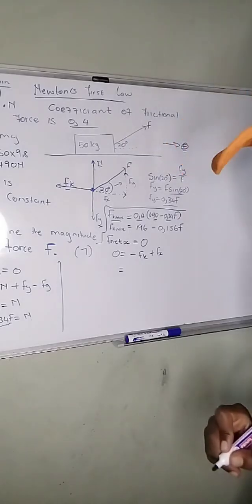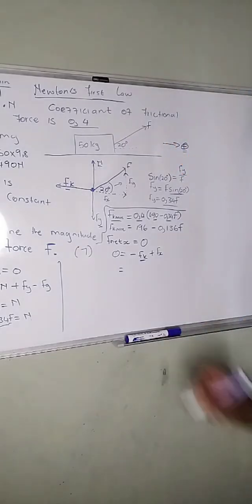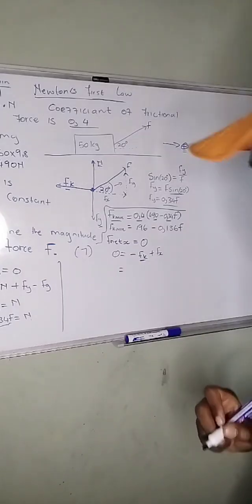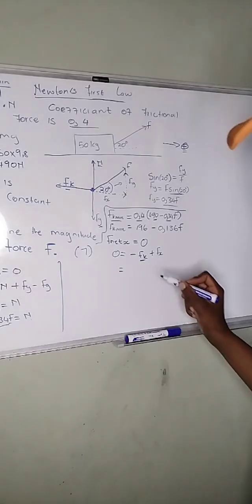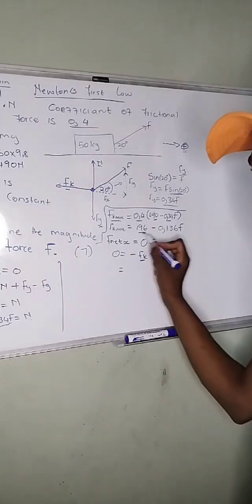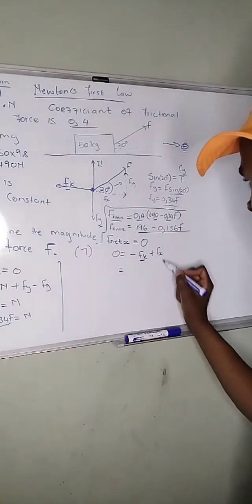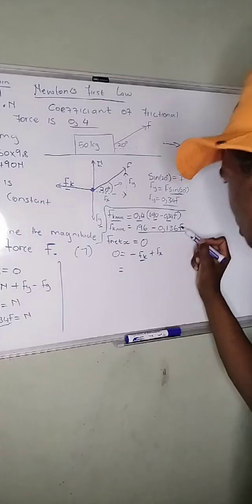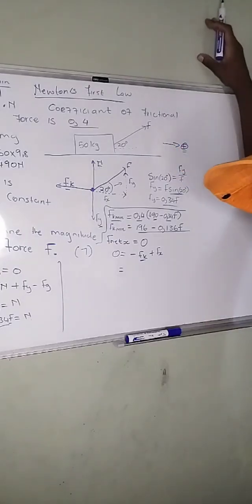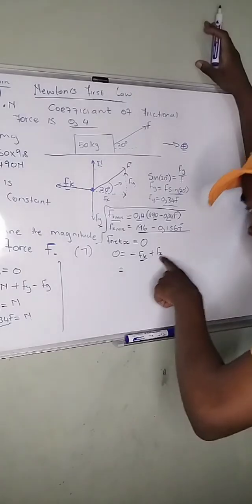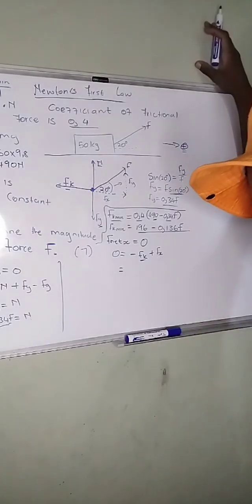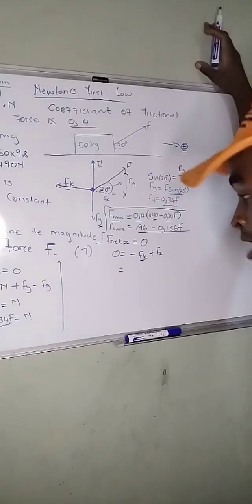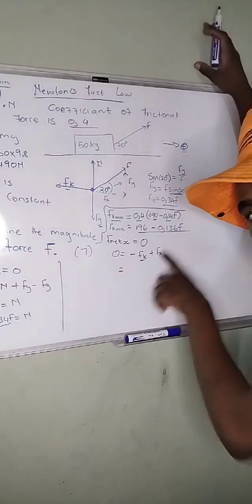What am I going to do now? So I'm having negative Fk plus Fx. How can I write my Fk in terms of F, and how can I write my Fx in terms of F and x?